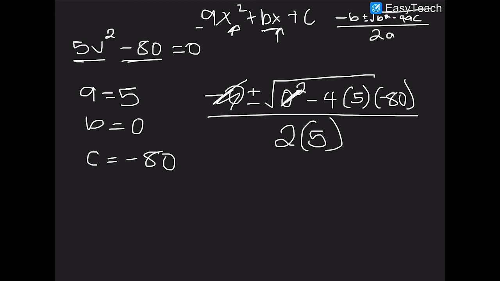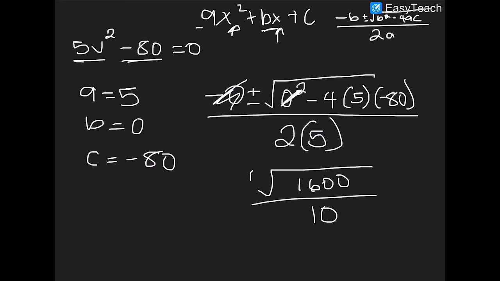So now we're just going to do, it doesn't matter which one you do first. You can multiply your 5 by your 4 first or your 5 by your 80 first. It really doesn't matter. Just don't forget the signs. So we're going to do that. And then we're going to be left with, I actually have to do this mental math, 1600 over 2 times 5 is a 10, plus minus. So this is what we're left with.